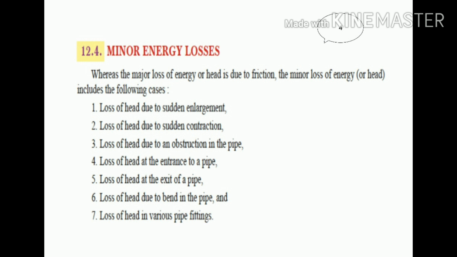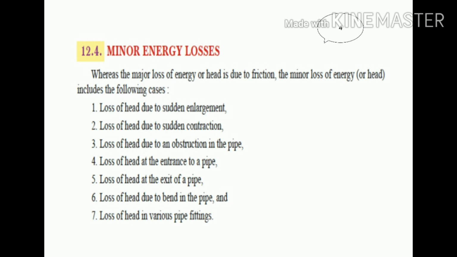Now minor losses, as I have told previously, are 10 to 20% of the total loss. The first loss is loss of head due to sudden enlargement. Then the second is loss of head due to sudden contraction, loss of head due to obstruction in the pipe, loss of head at the entrance of the pipe, at the exit of the pipe, due to bend in the pipe, and the various pipe fittings. Now one by one we'll see.